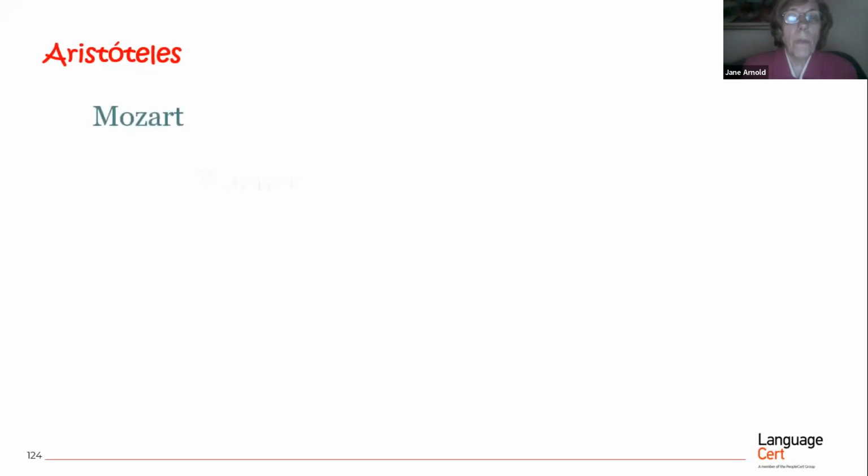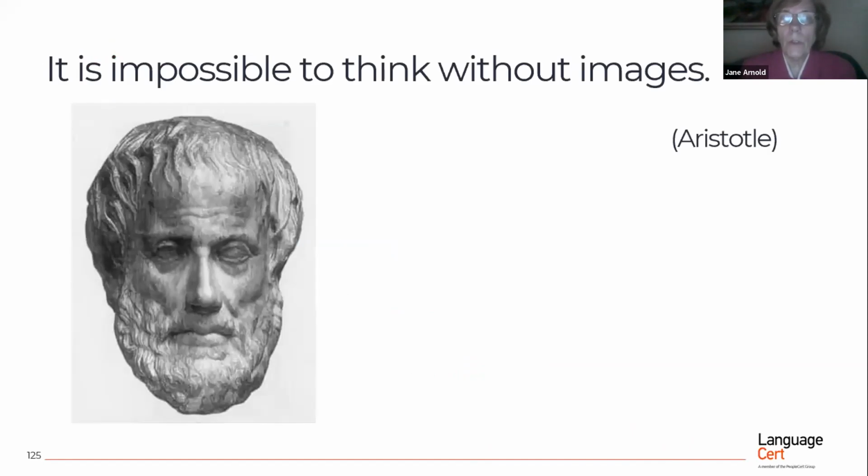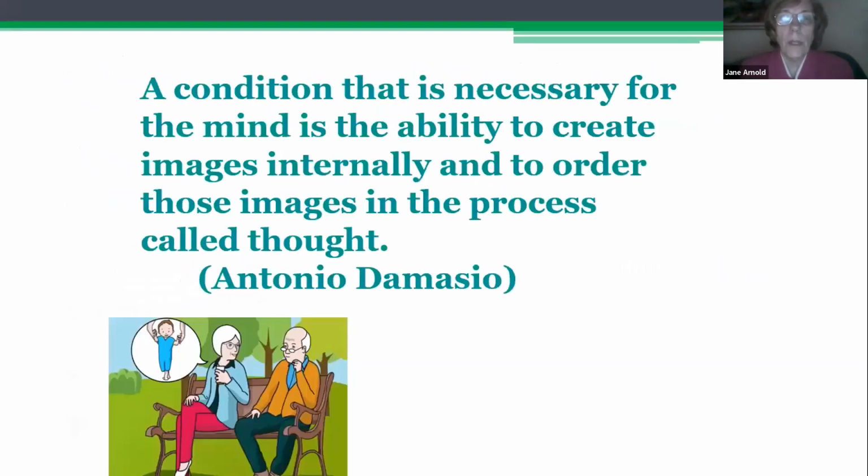Now, if I asked you what all of these famous people in the arts and the sciences had in common, one thing would be they all, in their creative process, used images, mental images. Aristotle said it is impossible to think without images. And John Dewey tells us the image is the great instrument of instruction. What learners get out of any subject is merely the images they themselves form in regard to it.